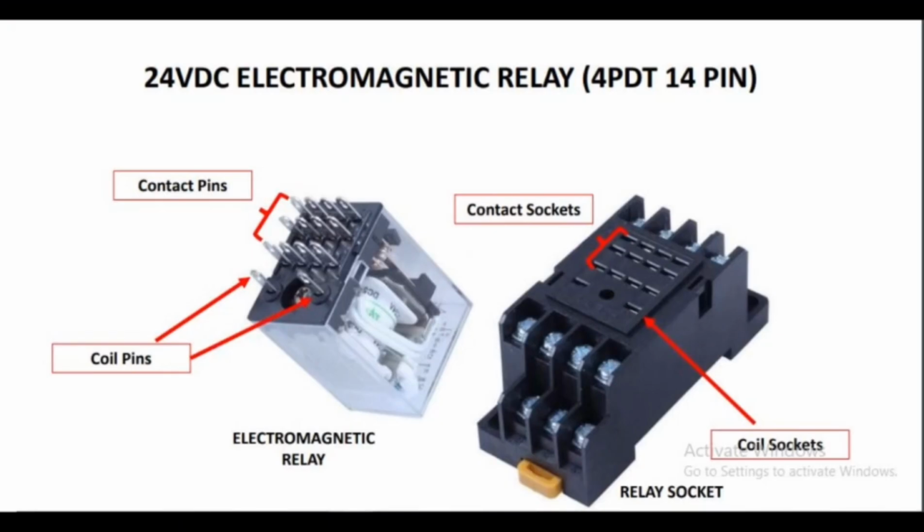Okay, list of component and their function. First, 24 VDC electromagnetic relay. This control switch is to manage high power circuit using a lower voltage signal. It operates with a 24 volt direct current power supply, engaging an internal coil when energized. This magnetic field pulls in contacts, allowing or interrupting the flow of electricity in the main circuit.